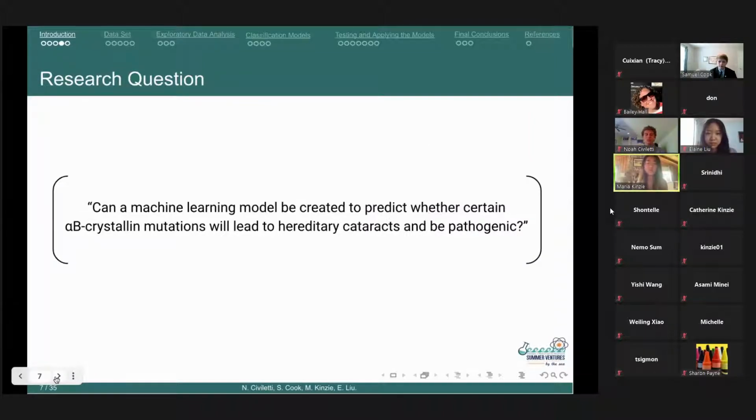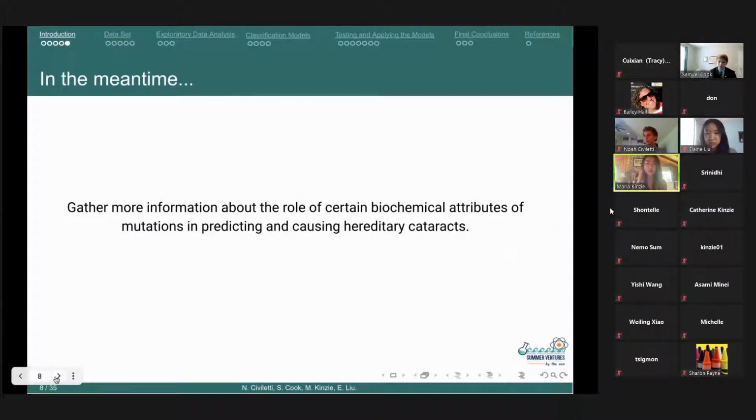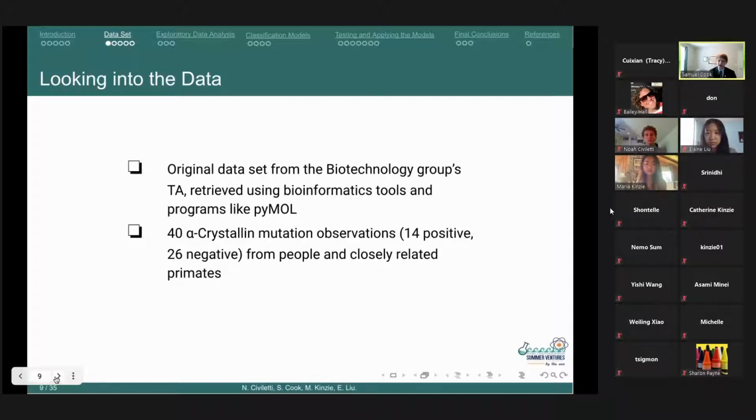So with that being said, we began asking ourselves if a machine learning model can be created to predict whether certain alpha-B crystalline mutations will lead to hereditary cataracts and be pathogenic. We also needed to gather more information about the role of certain biochemical attributes of mutations in predicting and causing hereditary cataracts. Now, the original dataset that we received was from the biotechnology group's teacher's assistant, which consisted of 40 alpha crystalline mutation observations, 14 of which were positive and 26 of which were negative. And they also included several variables that we could use as covariates in our function in order to predict whether or not it was positive or negative.